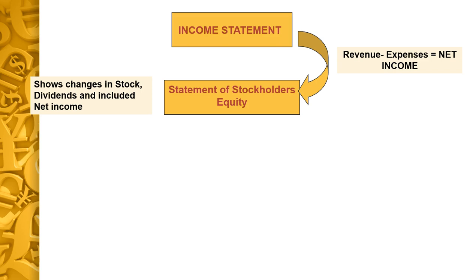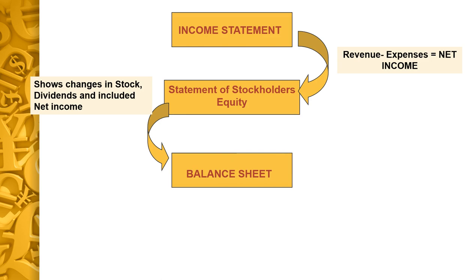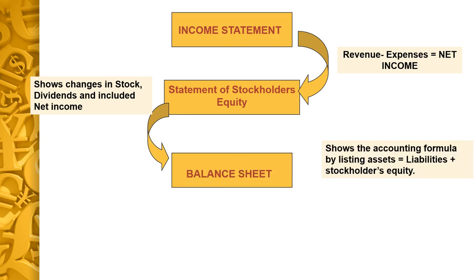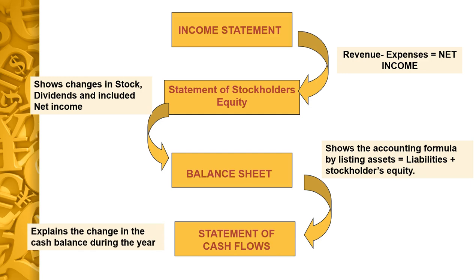We will then use these ending balances from the statement of stockholders' equity to then prepare the balance sheet. The balance sheet shows the accounting formula by listing assets equals liabilities plus stockholders' equity. And then the last statement we prepare, because we need the income statement and the balance sheet, is the cash flow statement. Now, what that does is explains the changes in the cash balance from the beginning of the year. So now what I'm going to do is walk you through the 4 statements and give you an example to work with.